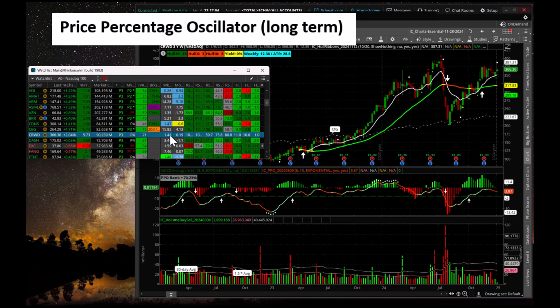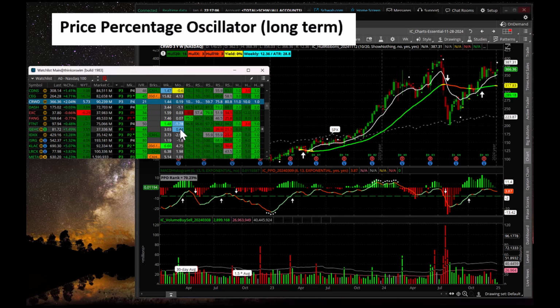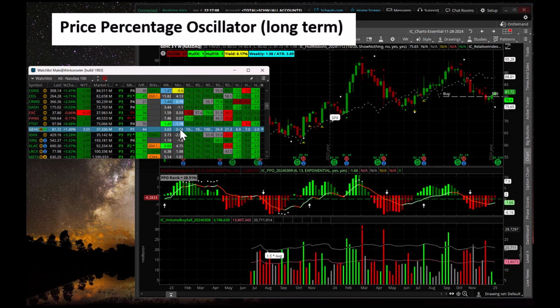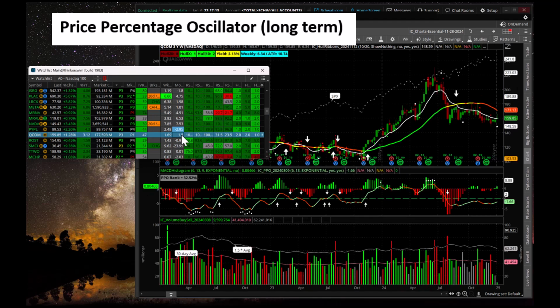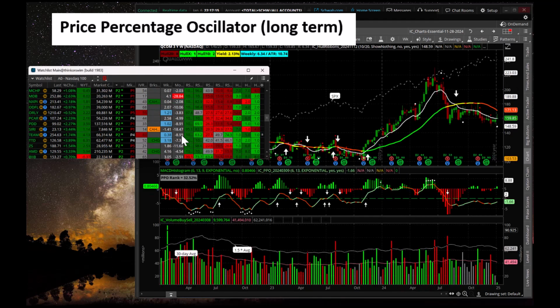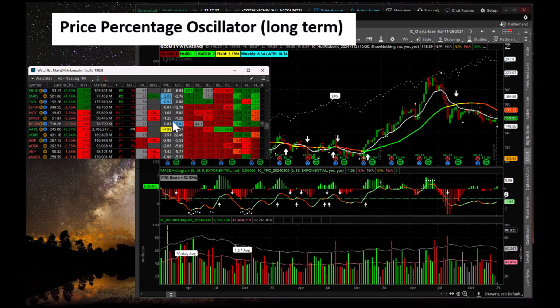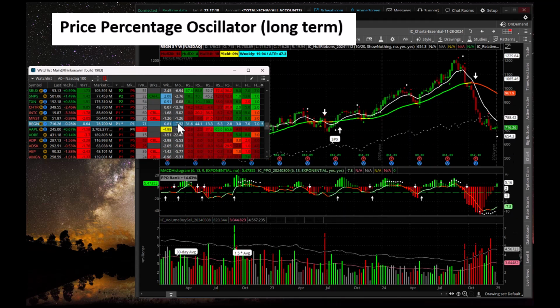Oops, wrong one. I want to find black. These are all looking pretty good. QCOM. Sorry guys, when I want one I can't find it. There we go. This is an interesting chart.